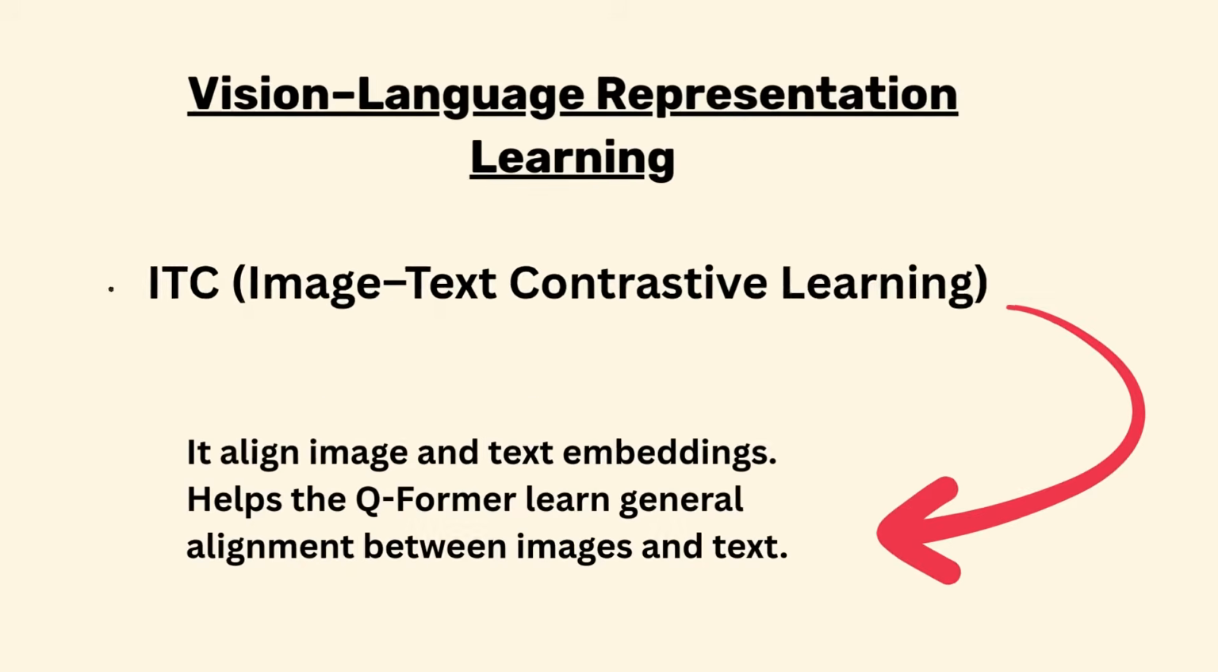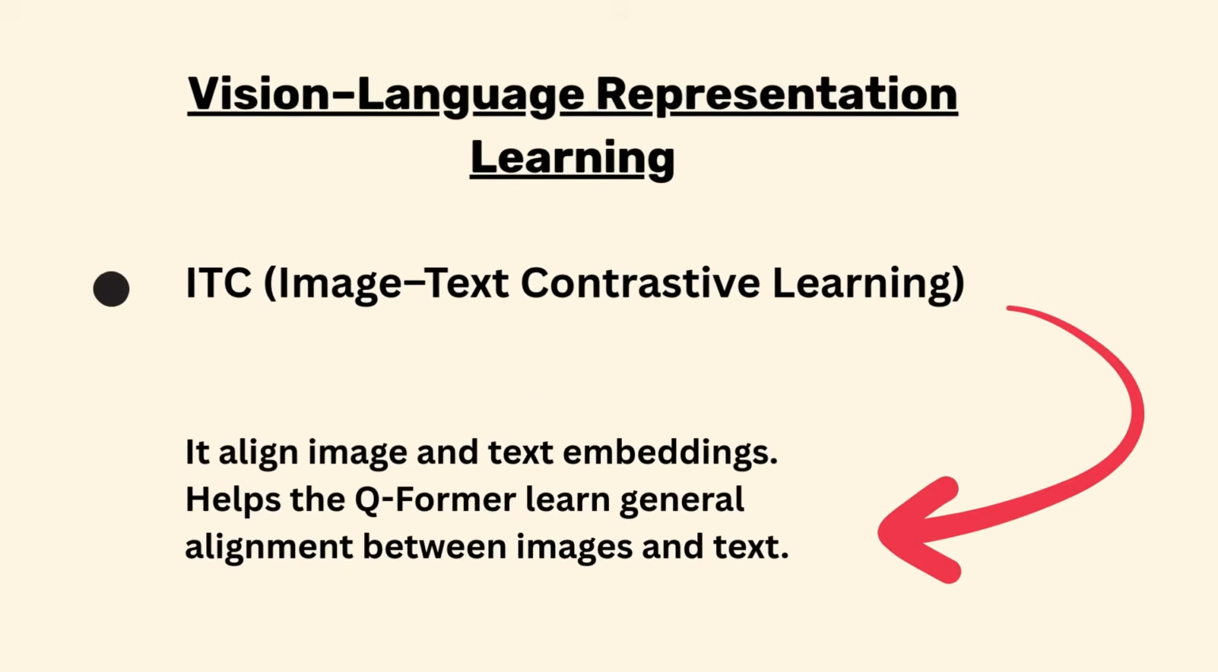The first one, image-text contrastive learning, aligns image and text embeddings, which helps the Q-Former learn the general alignment between images and text. For instance, it's like matching a photo of a dog with a cute puppy and not a red car.